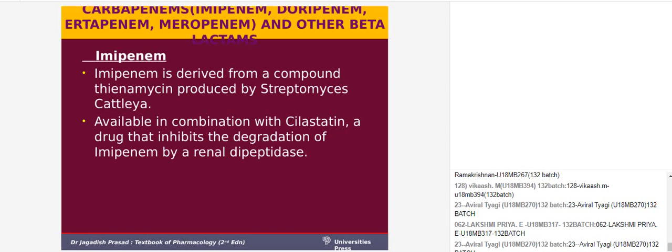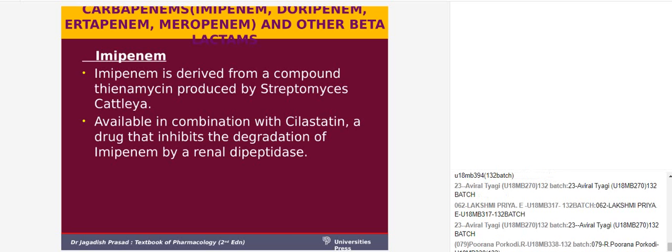So cilastatin is a dehydropeptidase inhibitor which increases the concentration of imipenem in the urine. Hence, it is combined with imipenem. Cilastatin inhibits the dehydropeptidase in the brush border of the renal tubule. So the imipenem-cilastatin combination increases the antibacterial activity and is used in mixed bacterial infections such as urinary tract, respiratory tract, intra-abdominal, gynecological, skin, soft tissue, bone, and joint infections.